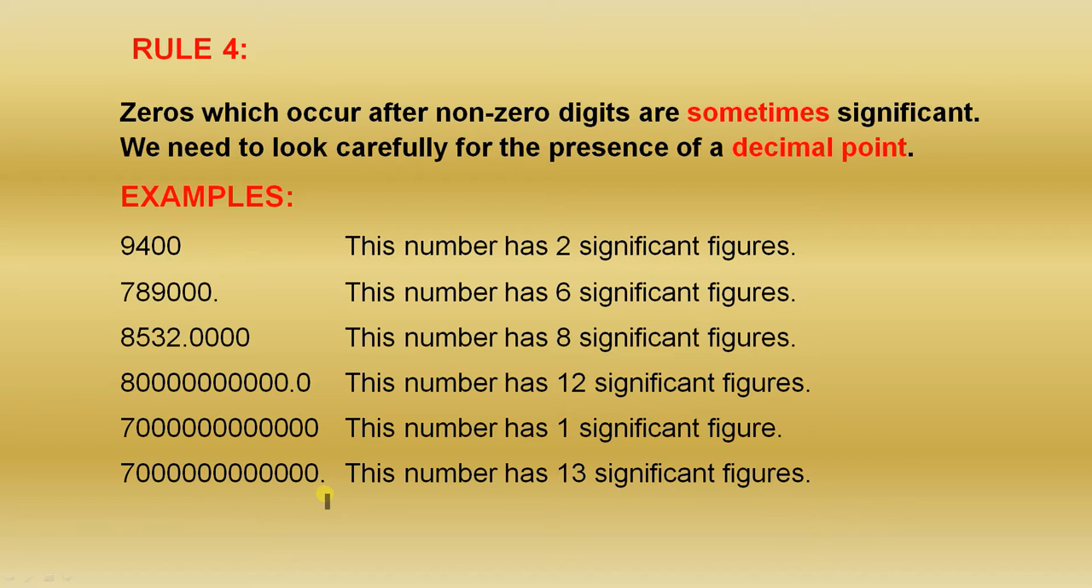This is exactly the same number, but we have a decimal point at the end. The presence of that decimal point makes all those zeros significant, as well as the 7, which is always significant. This number has 13 significant figures. So I hope that this explanation has demystified significant figures for you. Remember, when we're looking at Rule 4, where zeros come after non-zero digits, just look for the presence of the decimal point, and that will make it so much easier for you.